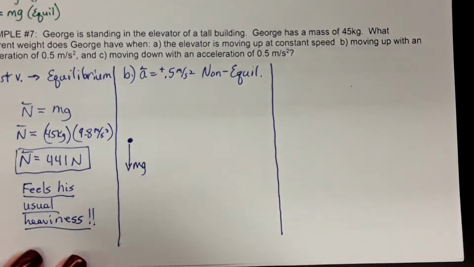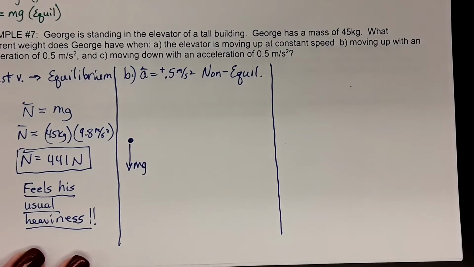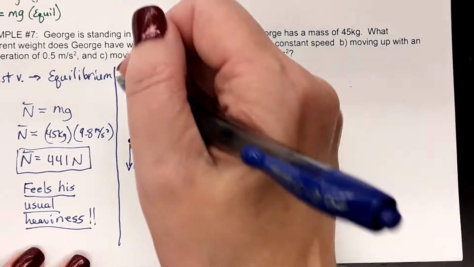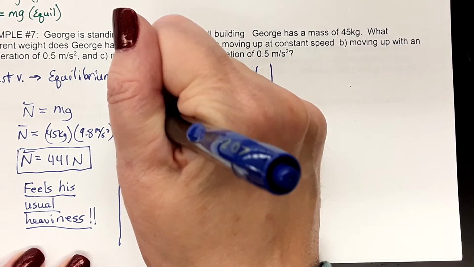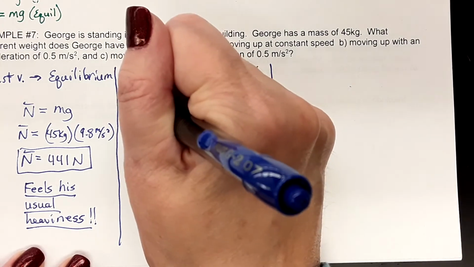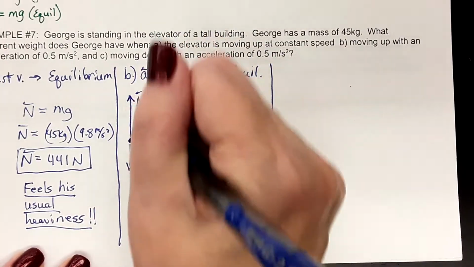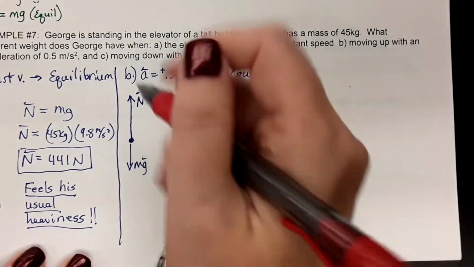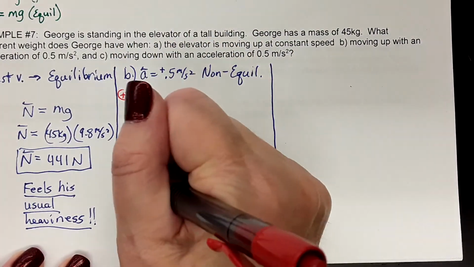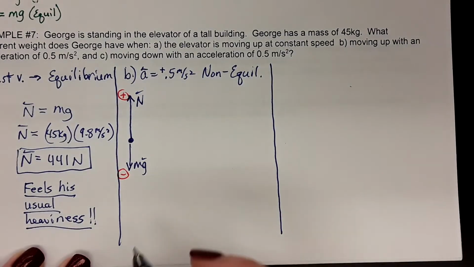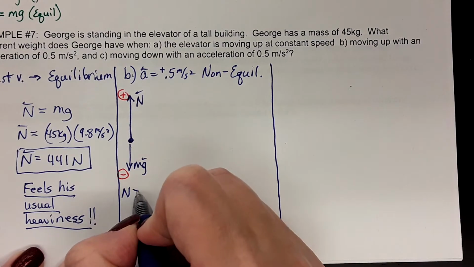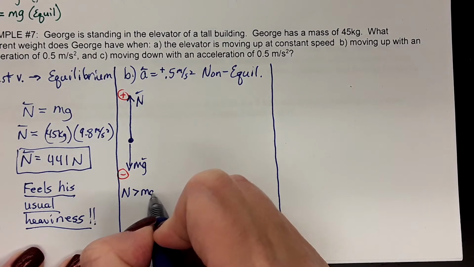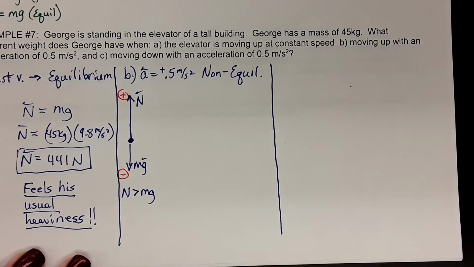But now, in order to accelerate up, to change velocity as you go upward, the normal force must be larger than George's true weight. Okay? And we're still going to let up be positive and down be negative. So the normal force must have a value greater than mg in order to accelerate up.